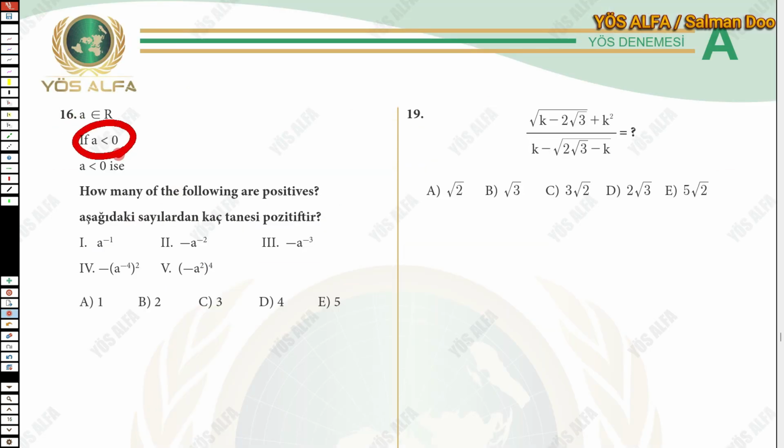16. a is a negative number. How many of the following are positive? This is the same as 1 over a. Since a is negative, this is also negative.